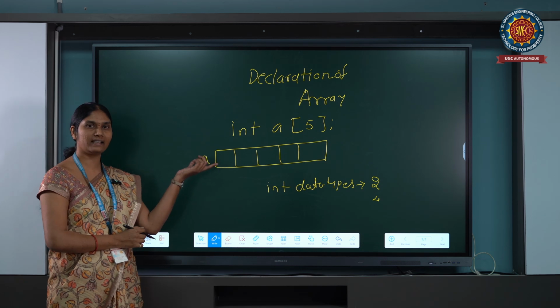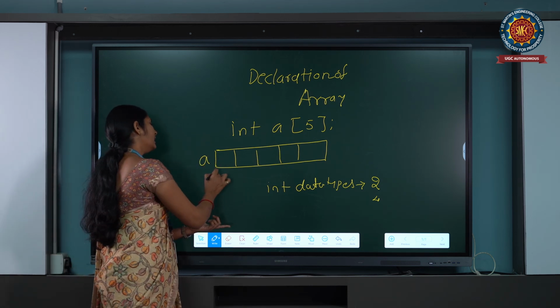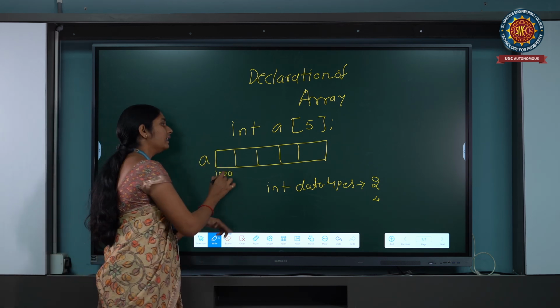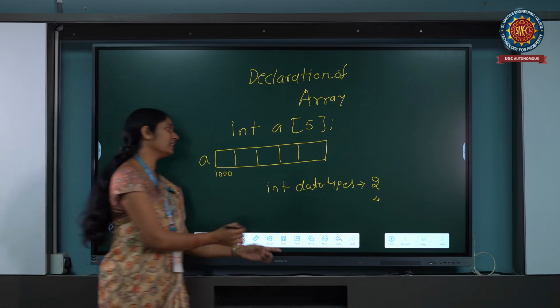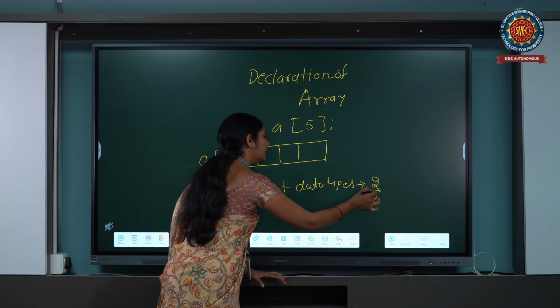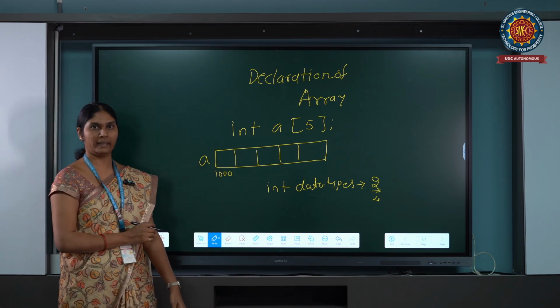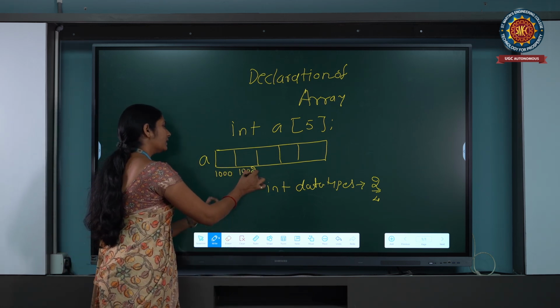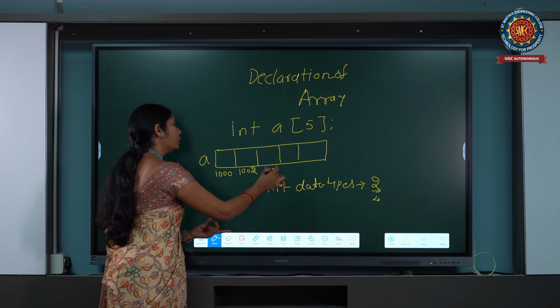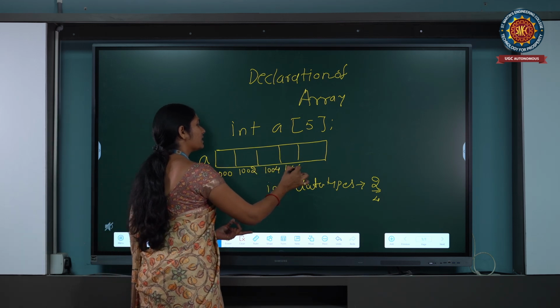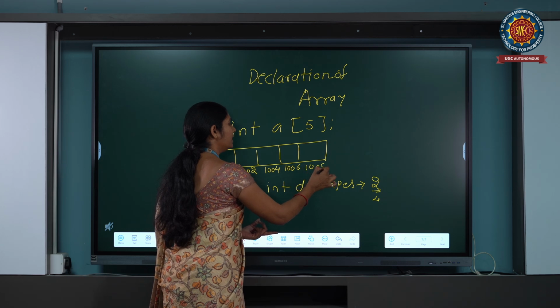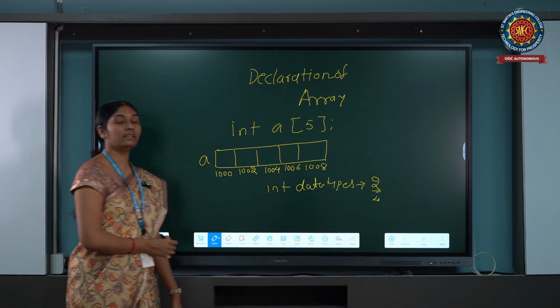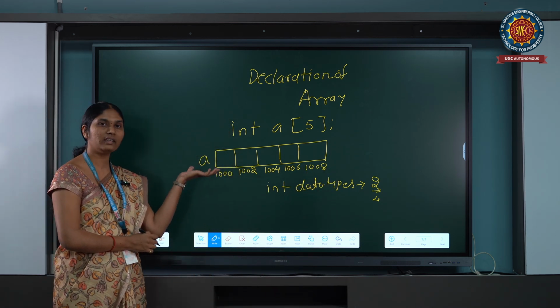Suppose the base address, consider the first address, will be 1000. The next address, considering the integer data type, allocates 2 bytes, so the next address will be 1002. The third address will be 1004, the next address will be 1006 and the last address will be 1008. This is the memory allocation for the arrays.